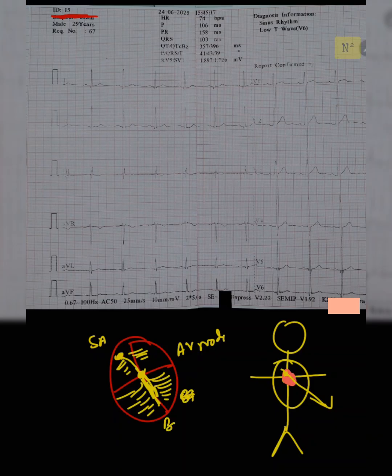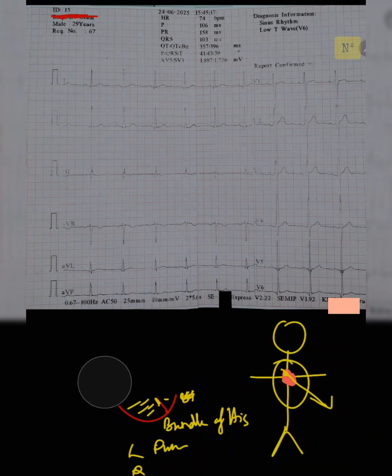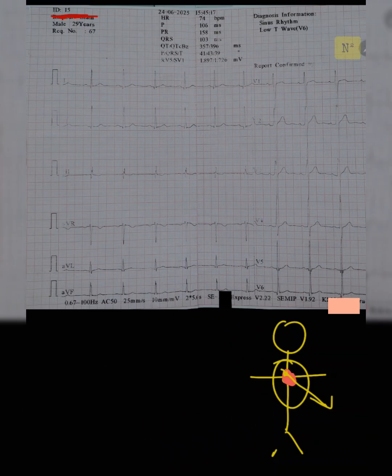bundle of His. Then we have the bundle branches, the left bundle and the right bundle of His. So like this the depolarization wave goes throughout the heart. So you can think of the heart as current flowing from the positive to the negative terminal. So it is moving like this.